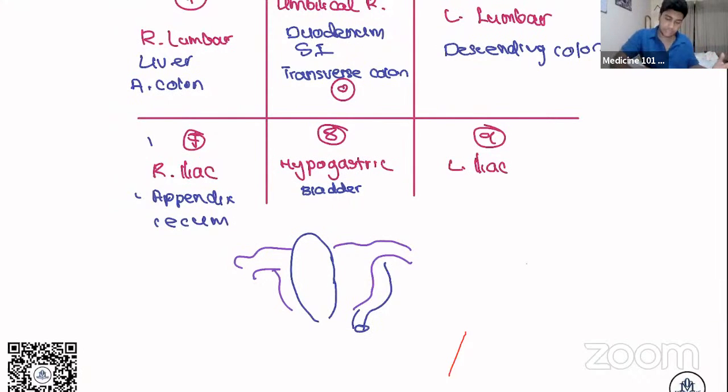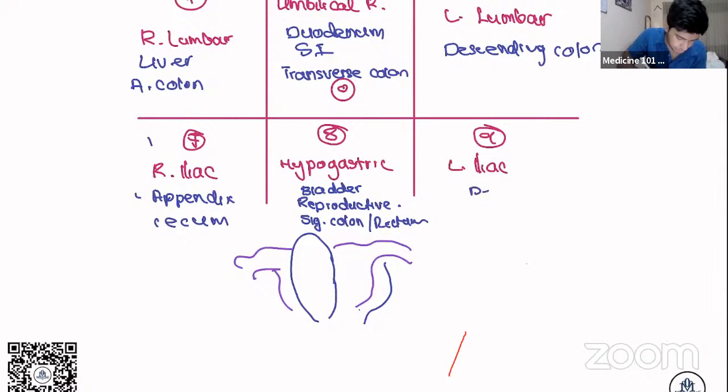In this region, it's the sigmoid colon, the rectum, those regions. So if you were to send a needle through this region, it will hit the bladder first, then the uterus, and if you go all the way through, it will hit the rectum. So bladder, reproductive organs, and the sigmoid colon, rectum. And this will have part of the descending colon and the sigmoid colon.